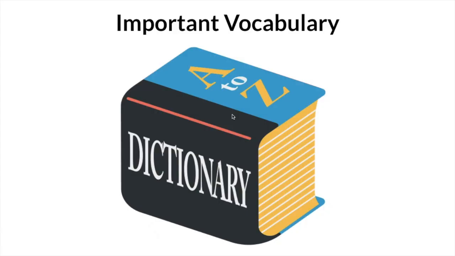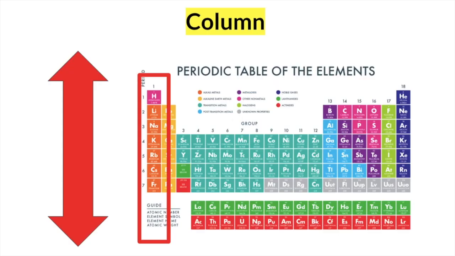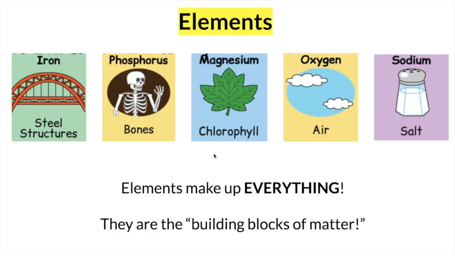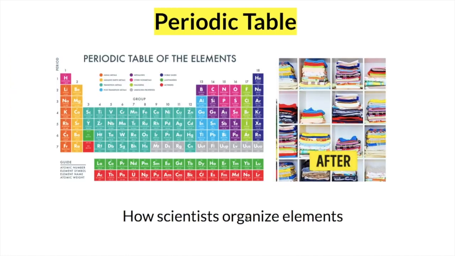Some important words that you'll need to know for today's lesson are a column, remember columns go up and down, a row, rows go across, elements, remember elements make up everything, they're the building blocks of matter, and the periodic table, how scientists organize the elements.